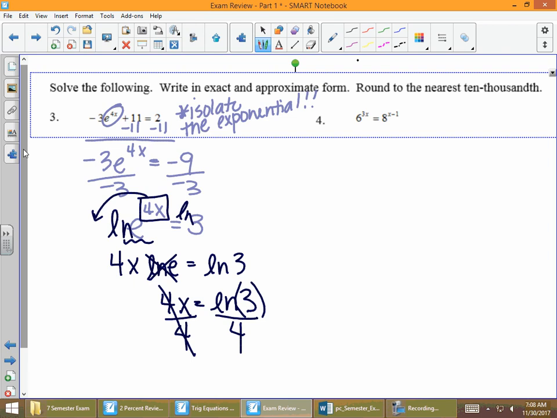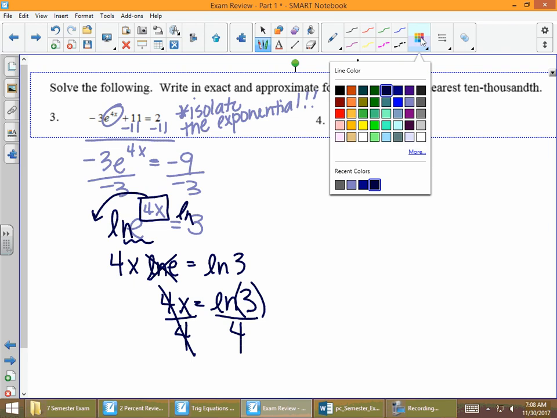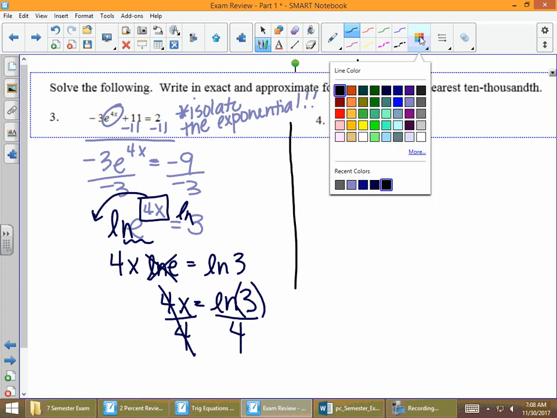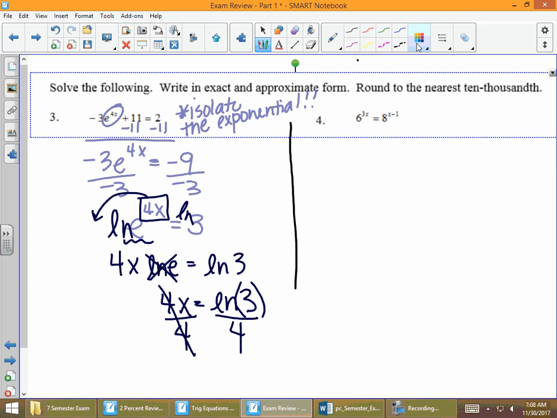All right, and next. Here with number 4, our exponentials are isolated, which is good. It gives us a little less work to do, and you can use either log or ln here. I'll use log because I think that's what a lot of you would do. So I'm going to take the log of both sides so that I can pull down my exponents. That lets me pull down these exponents.